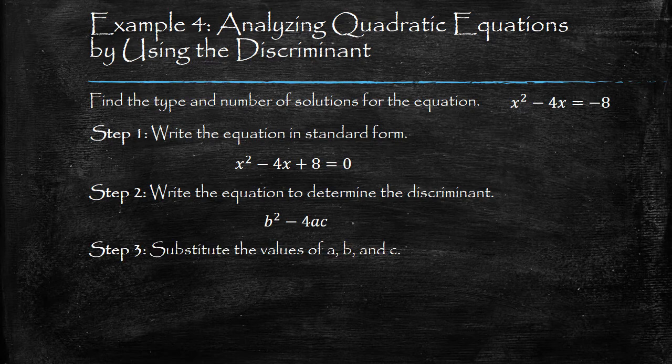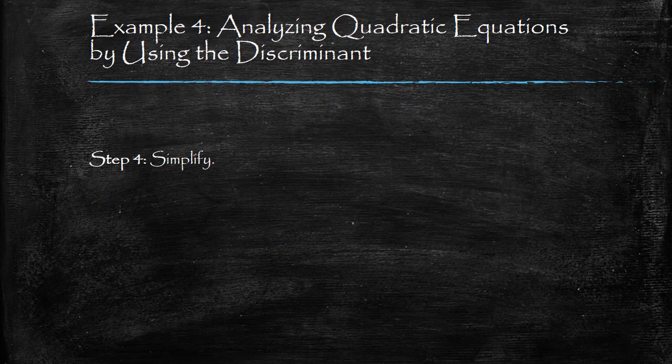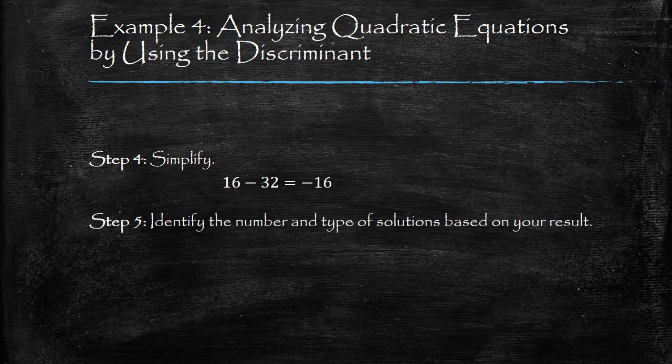Substitute in the values of a, b, and c. A is 1, b is -4, c is 8. Simplify it from here. Okay? So -4 squared is 16. -4 times 1 is -4, times 8 is -32. So 16 minus 32 is -16. The value is less than 0.